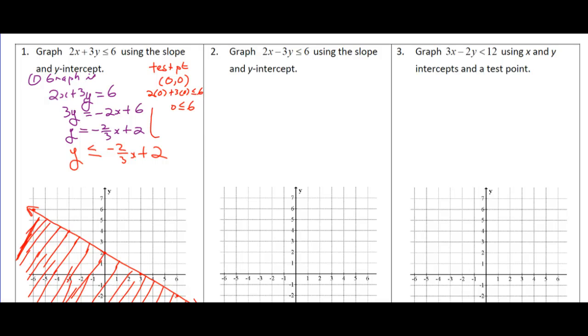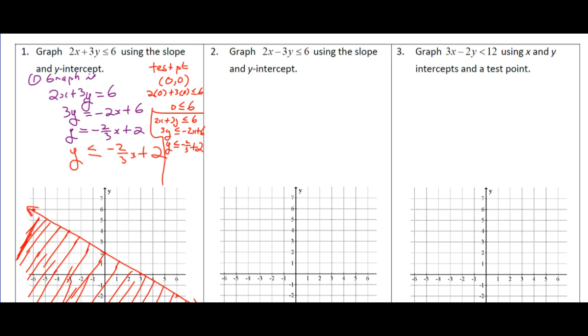So we could have done this as well. You go 2x plus 3y is less than or equal to 6. 3y is less than or equal to negative 2x plus 6. y is less than or equal to negative 2/3 x plus 2. So I could do it with the inequality.